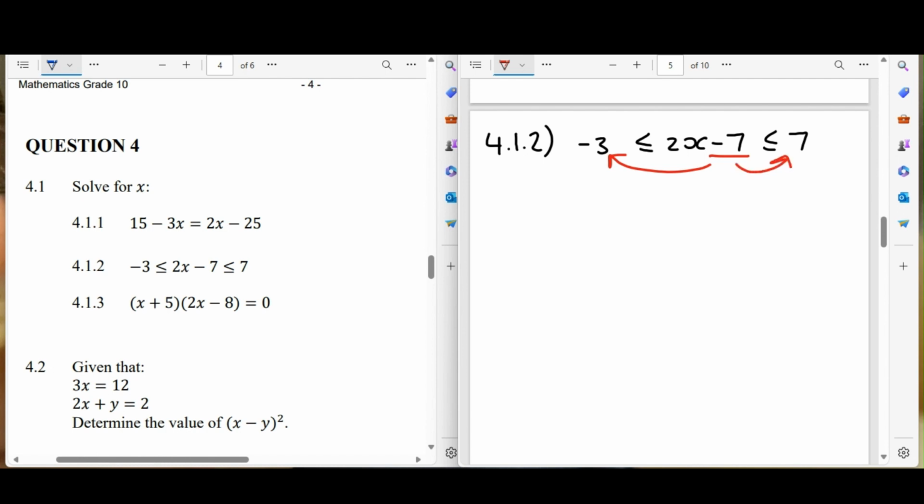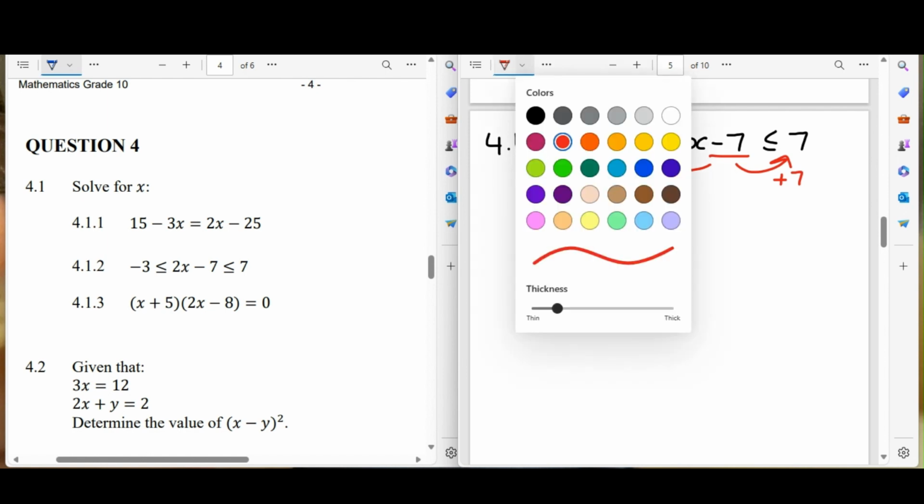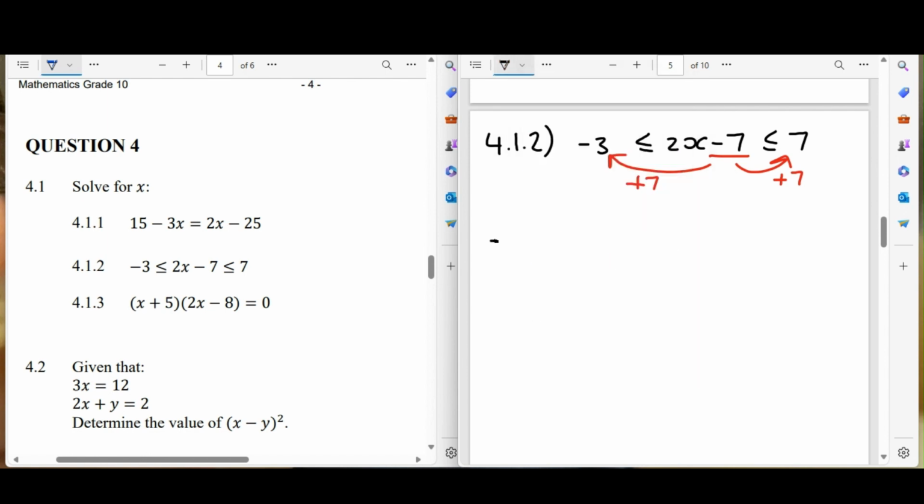Okay, so I was minusing 7. If I take it across the inequality, it means I'm going to add 7 on both sides. Which means our inequality is going to look like this. So minus 3 plus 7, and we've got the 2x still, and 7 plus 7. Okay, so let's simplify that. Minus 3 plus 7 is going to be 4. And 7 plus 7 is going to be 14.